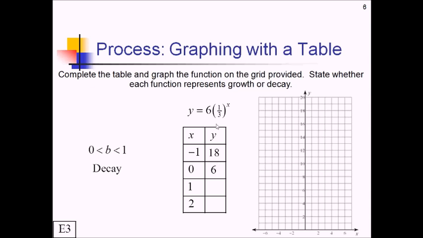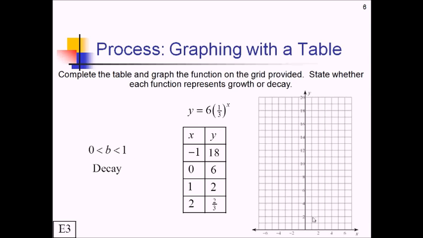And this is the a value, 6 is the a value, so we should have a point that goes 0 comma whatever this number is. And now 1, we've got 1/3 to the 1 is just 1/3. 6 times 1/3 is 2. And then the second power, this becomes 1/9. 6 times 1/9 is 6 over 9, or 2/3.